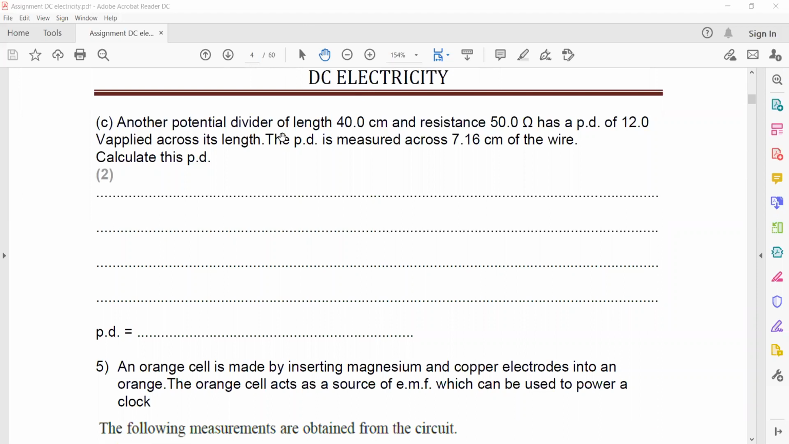Another potential divider of length 40 centimeter and resistance 50 ohm has a potential of 12 volt applied across it. The potential is measured across 7.16 wire. Calculate this potential. So how will we calculate this potential? Basically, the ratio of the resistance and the ratio of the voltage is the same.